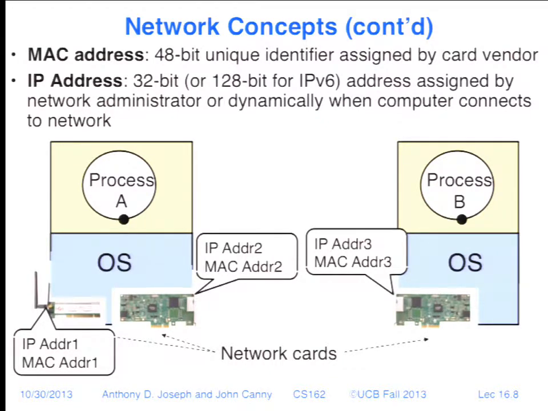The IP address, by contrast, on IPv4, is a 32-bit address, four groups of 255 bits. And for IPv6, it's a 128-bit address, which is usually a long hex string. And that's either assigned statically, if your network administrator does that, typically for a server, you'll get a static network address. For normal clients, it's dynamically set by a name service when the computer connects to the network.